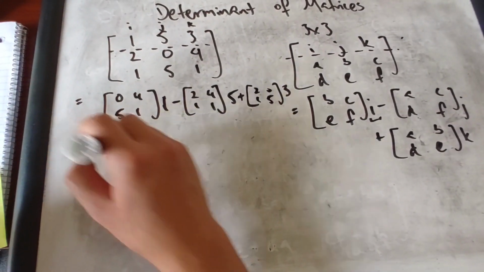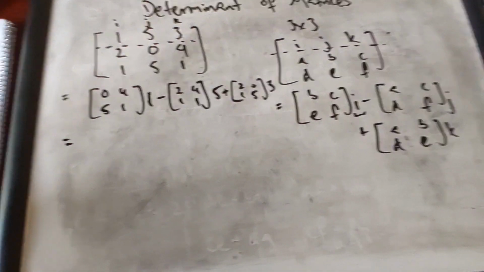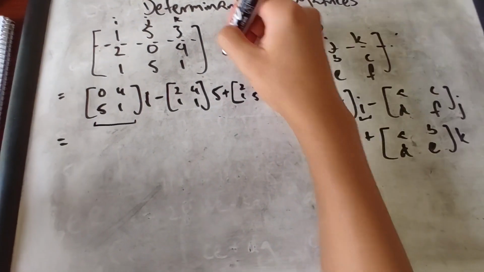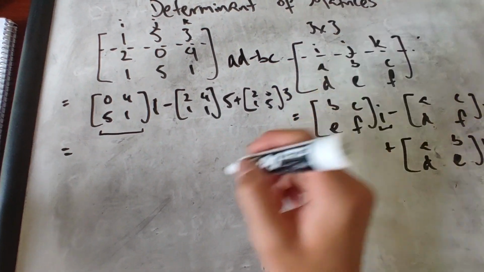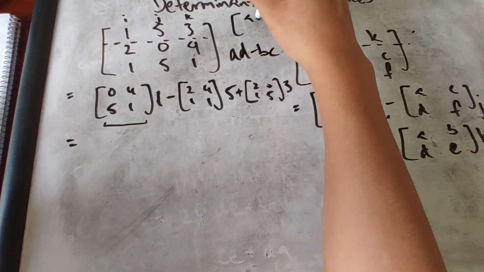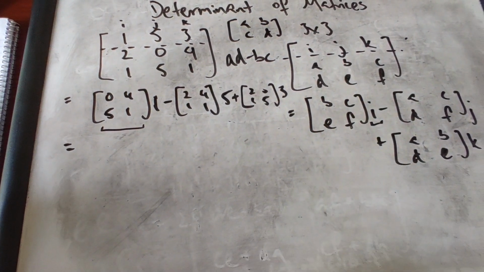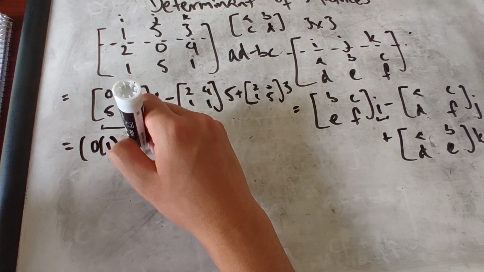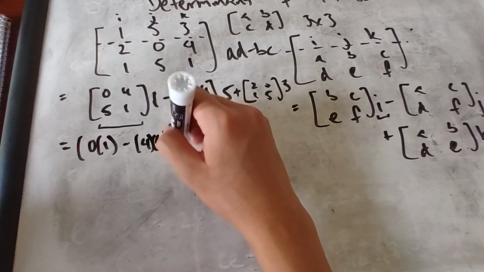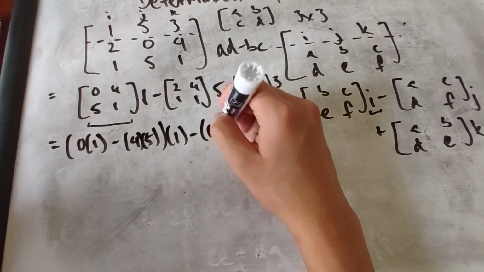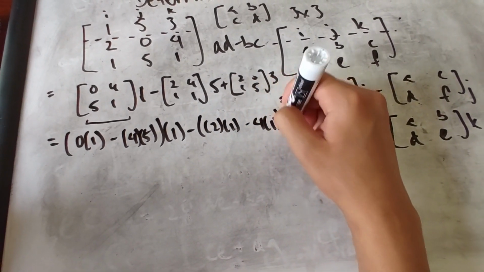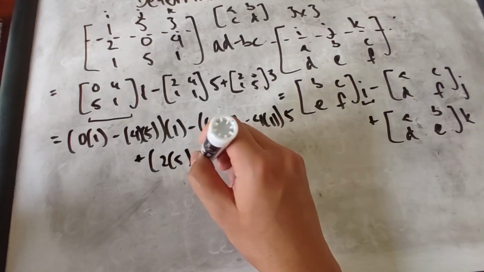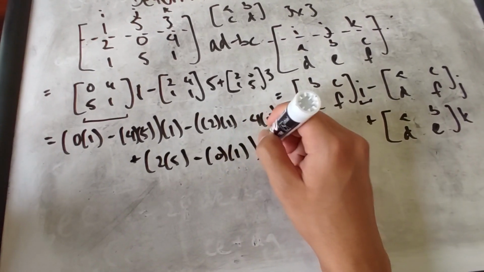And now we can use the formula for the 2x2 determinant because there are 2x2 matrices here. And just for reference, it'll be AD minus BC. And this will be what the 2x2 matrix will look like. And when we simplify this, it'll be 0 times 1 minus 4 times 5, all multiplied by 1. And this would be 2 times 1 minus 4 times 1, all multiplied by 5, plus 2 times 5 minus 0 times 1, all multiplied by 3.